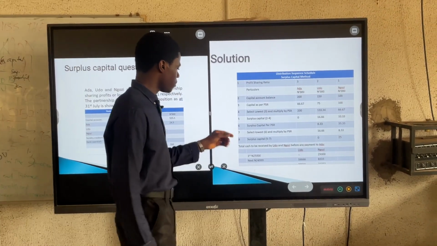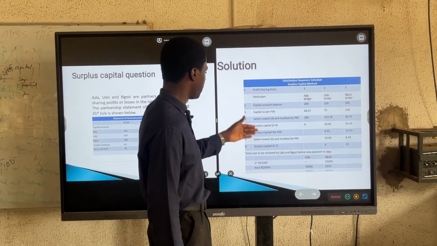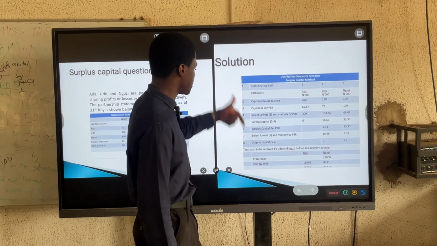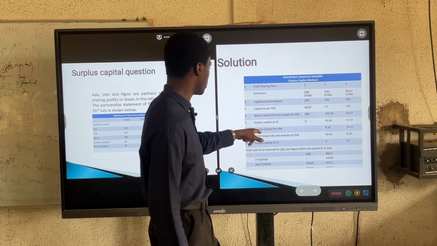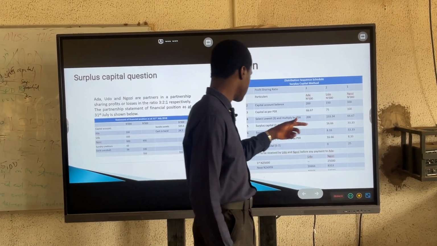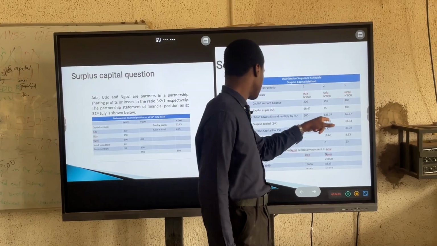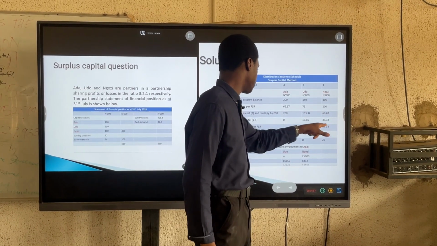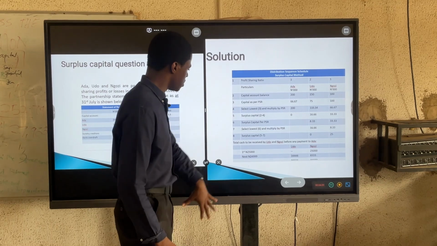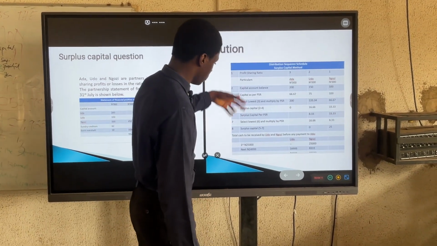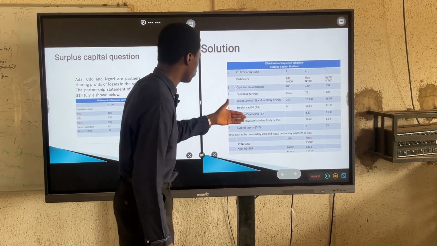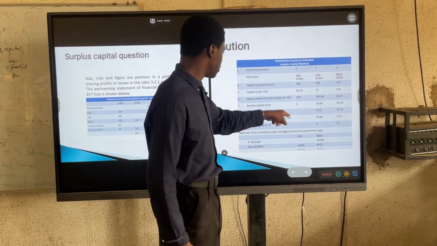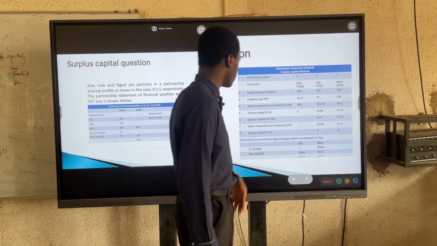Moving on, the surplus capital per PSR. You do the same process all over again, and then you have these figures here. How did you get this? 16.66 divided by 2 will give you this. This divided by 1 will give you this. Right? Now the process all over again. I mean, you continue the process. You select the lowest in 6 here, which is what? 8.33, and then you multiply it by the PSR.